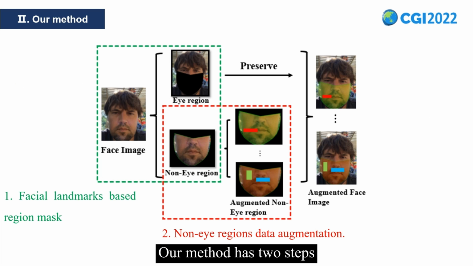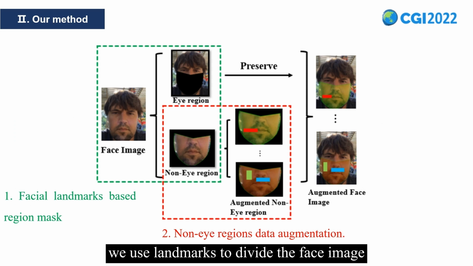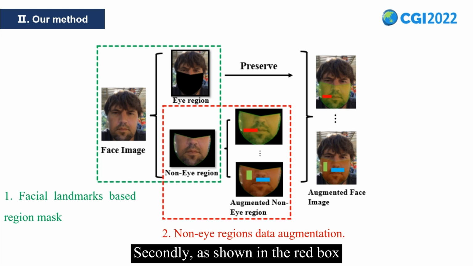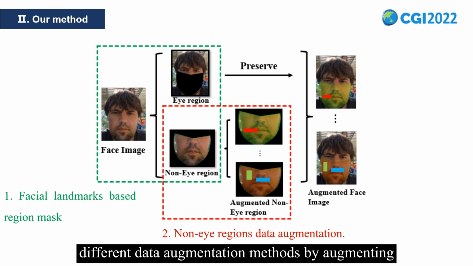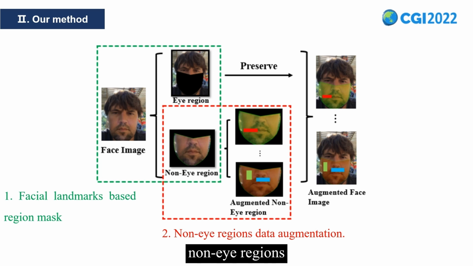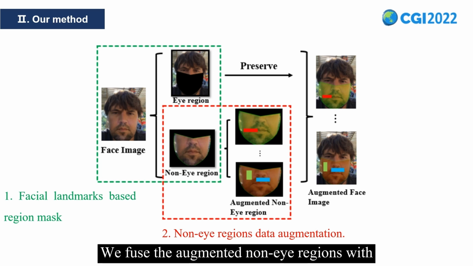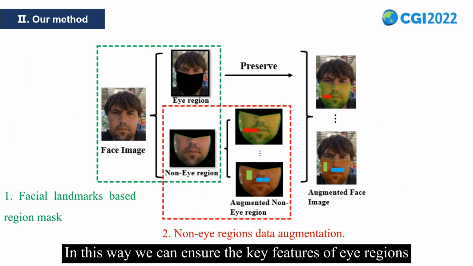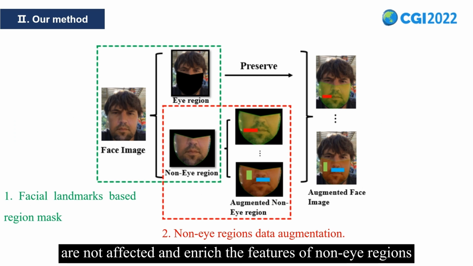Our method has two steps. Firstly, as shown in the green box, we use landmarks to divide the face image into eye regions and non-eye regions. Secondly, as shown in the red box, we generate face images under different data augmentation methods by augmenting non-eye regions. We fuse the augmented non-eye regions with eye regions to generate the final augmented image. In this way, we can ensure the key features of eye regions are not affected and enrich the features of non-eye regions.